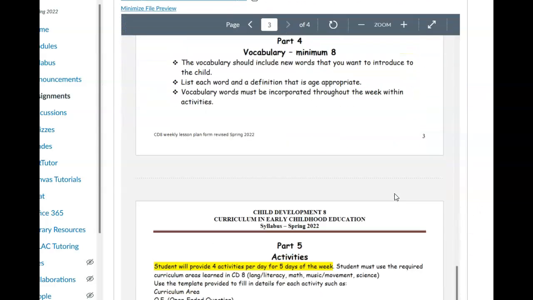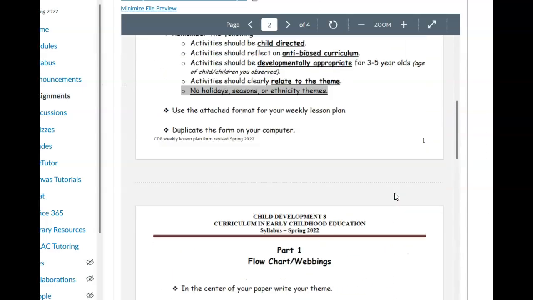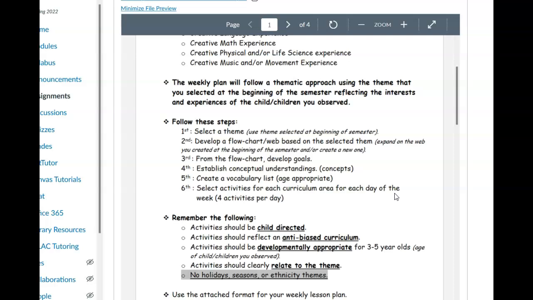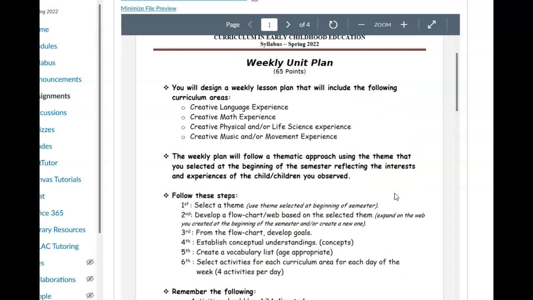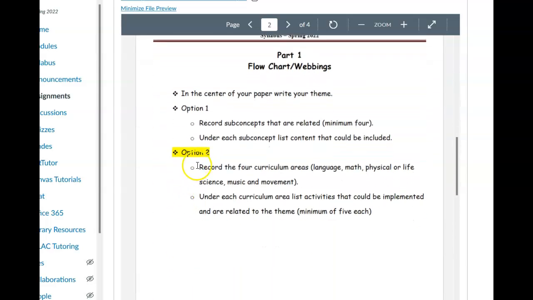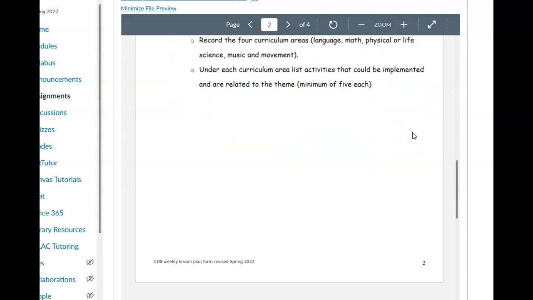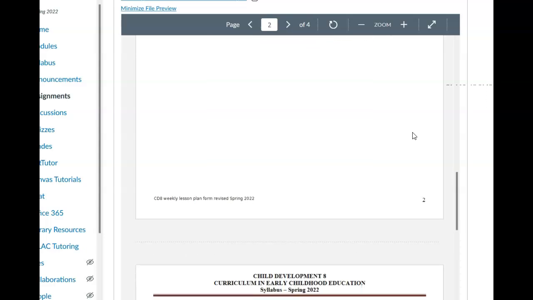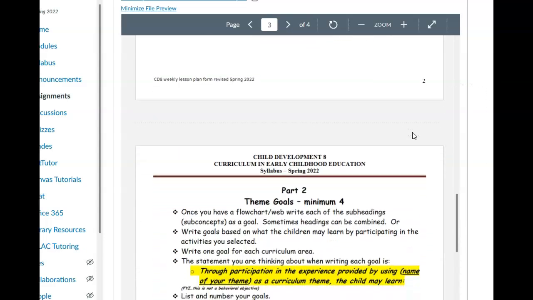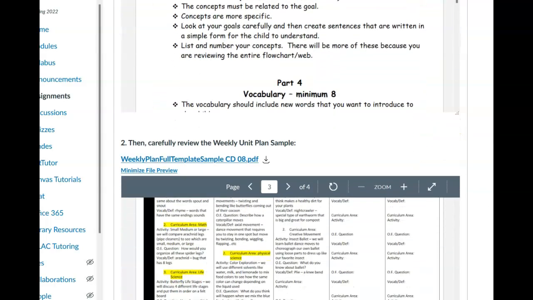All right, so we're going to scroll down. There are all these different parts. Here's the grading rubric. We'll get to the template in just a moment. Okay, so here are all of the plans. All right, so we're going to be following option 2, the 4 curriculum areas: language, math, physical or life science, music and movement. Okay, list activities that could be implemented and are related to the theme. 4 is fine.